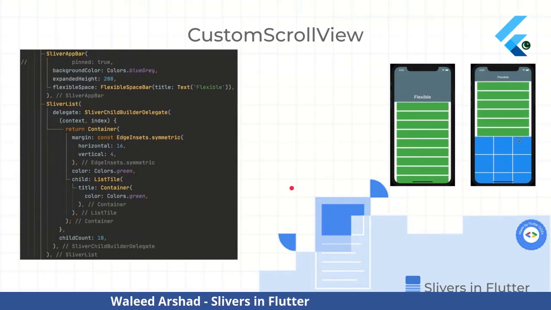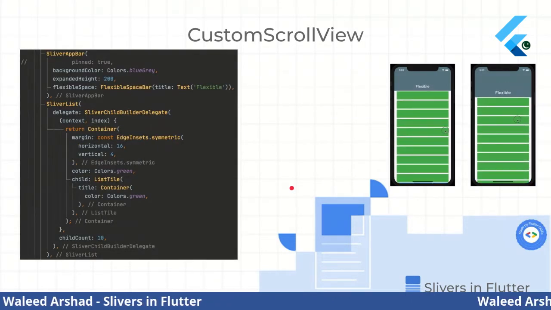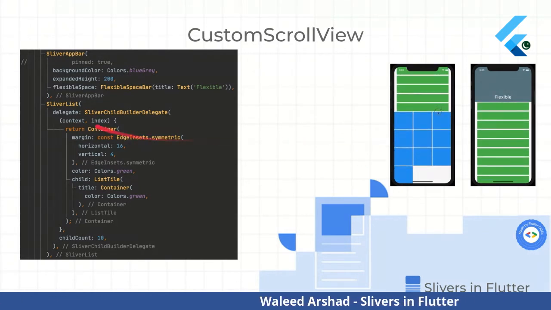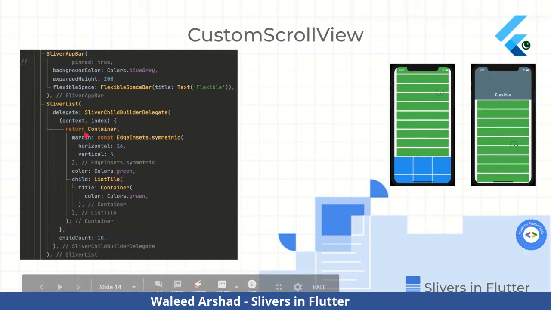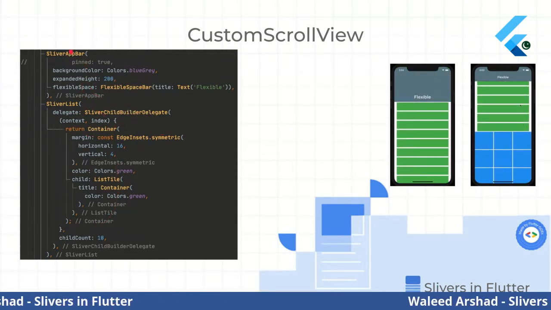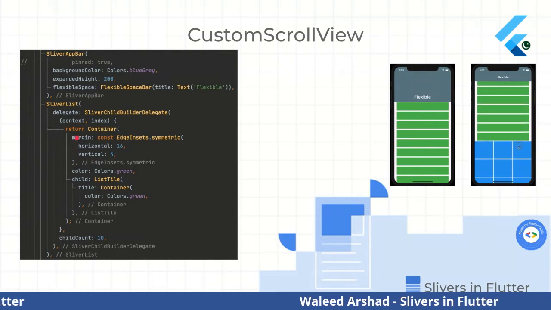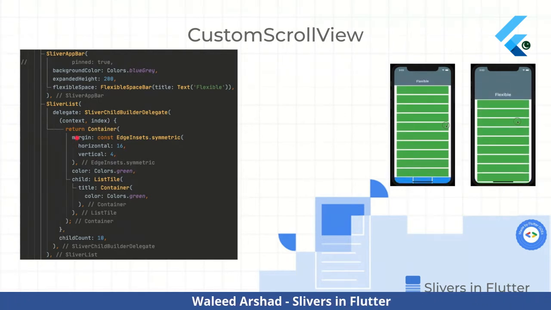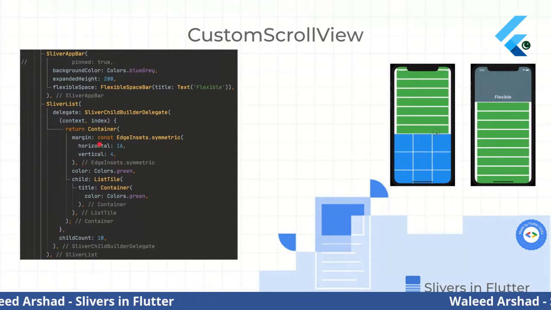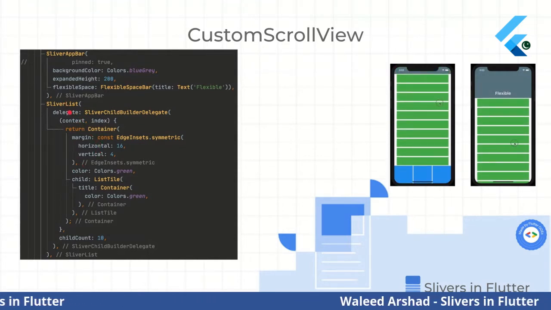This is an example of a sliver app bar with a sliver list. You see this green list below the app bar. This is how you keep a sliver list inside a scroll view. All of this is being done inside the slivers of the custom scroll view. So you have a sliver list.